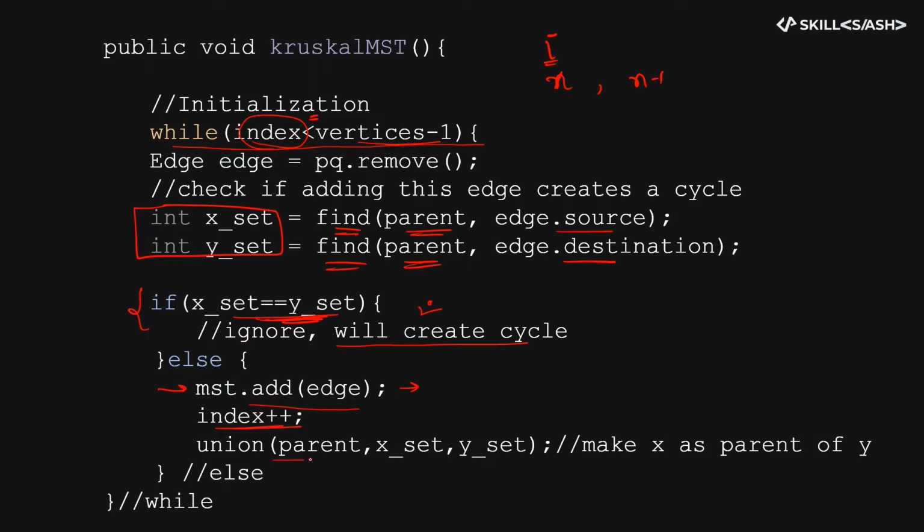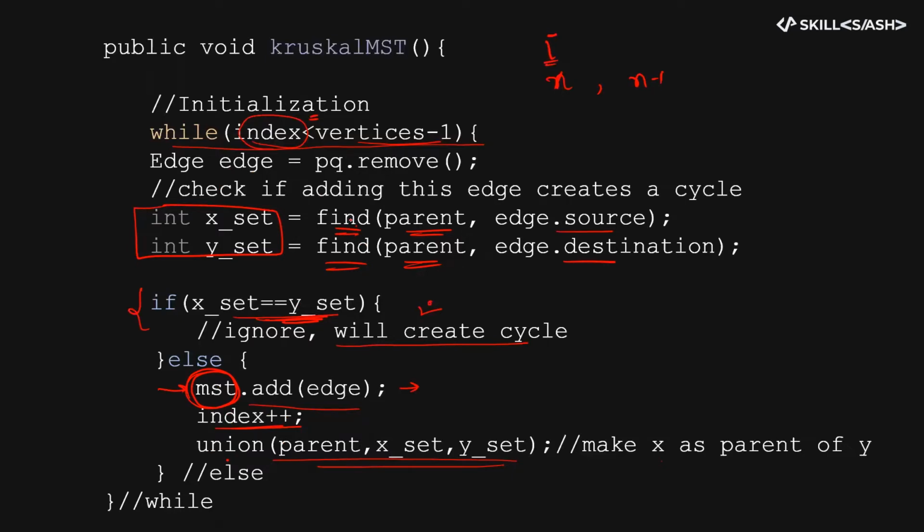And this union is what? I'm just creating a parent-child relationship into the minimum spanning tree and showing that X is a parent of Y. That's it. Okay, so finally, I'll have the minimum spanning tree in this one. Got it? We will see the find part and the union part understanding later on. But so far, if these functions are given to us, is it clear?